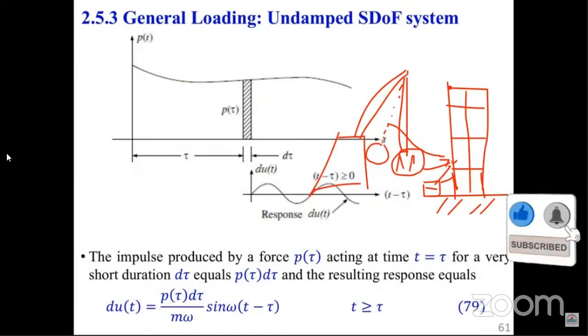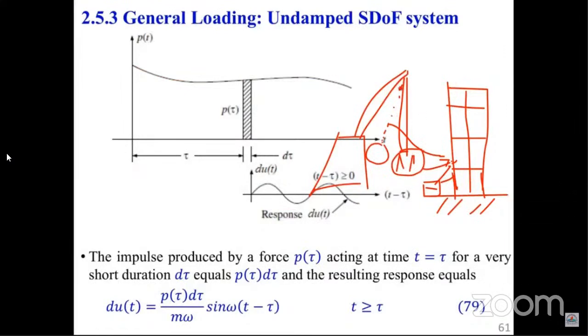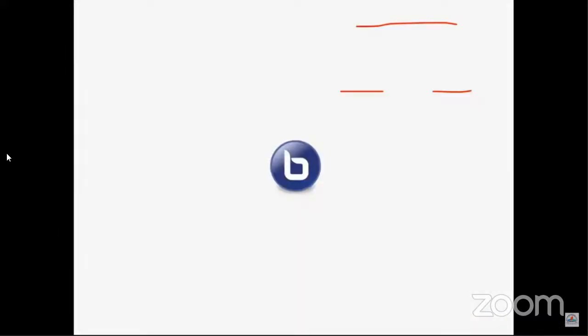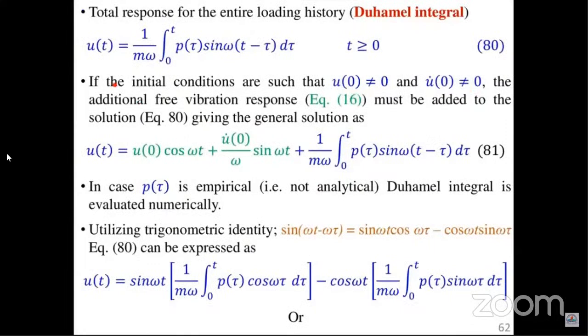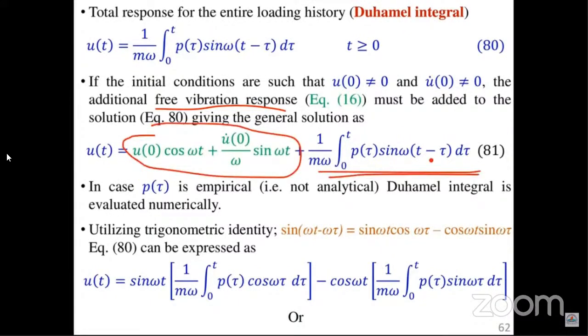So the response of this structure will be a combination of the free vibration because of the initial displacement, plus the forced vibration due to the impact of this weight on the structure. This is the part we are saying here. So if the initial conditions are that the displacement and the velocity are not equal to 0, then we have to add the free vibration response. This is from equation 16 in your notes, and this is the green part. This is the solution to free vibration, and this is the solution due to forced vibration with arbitrary loading, the Duhamel's integral.